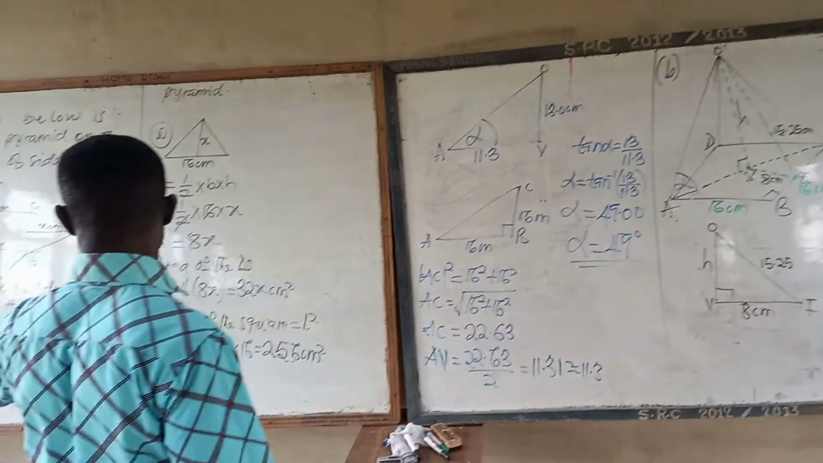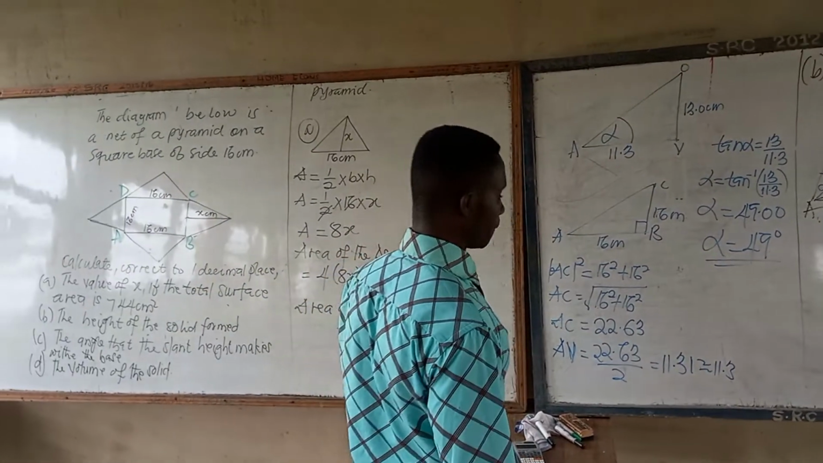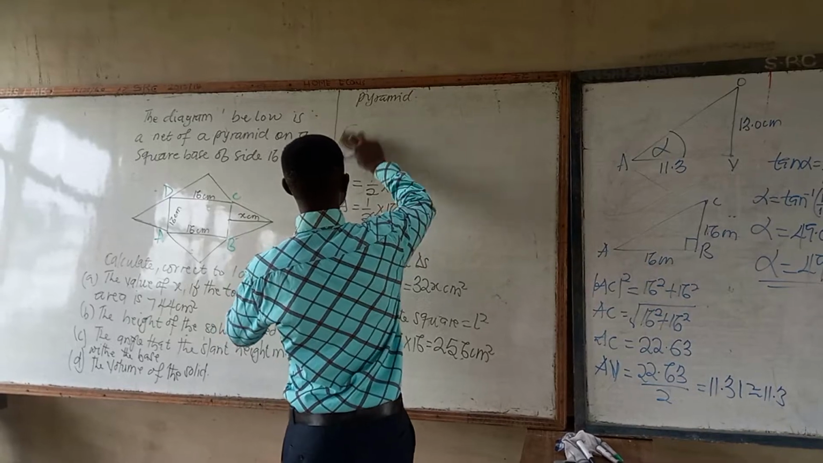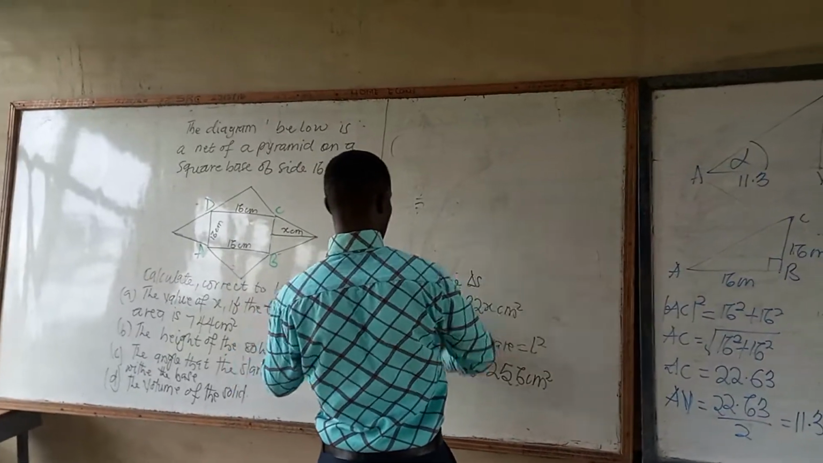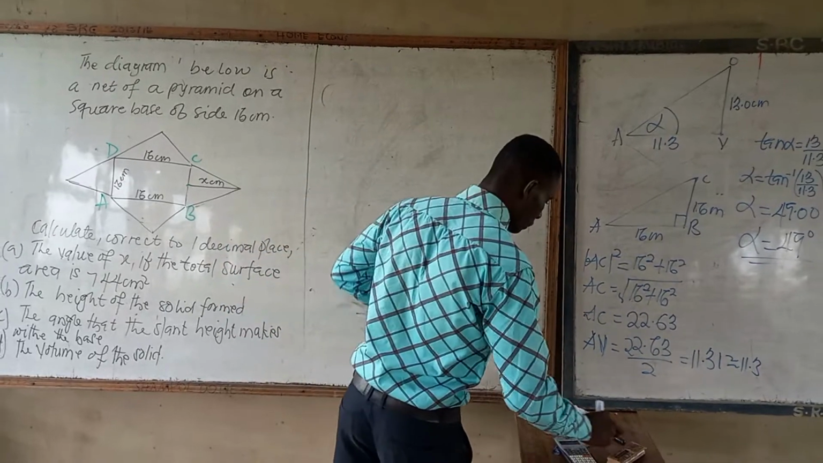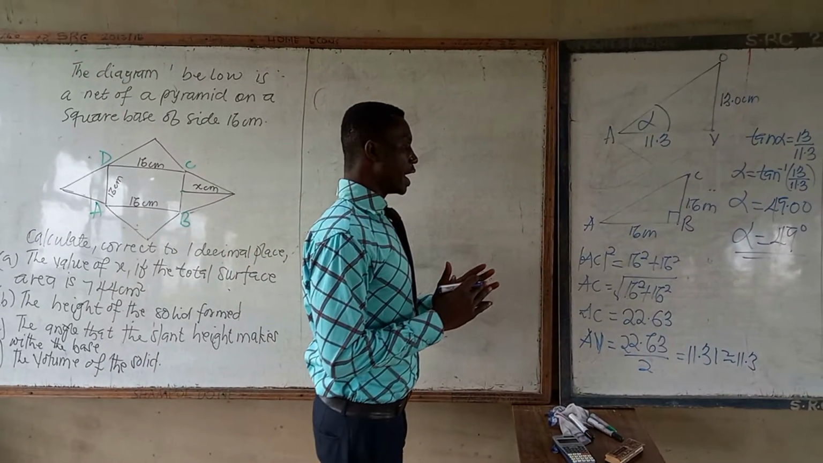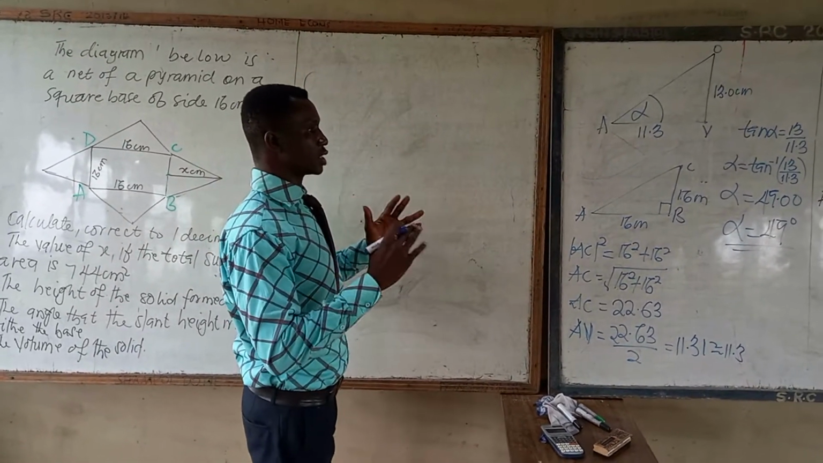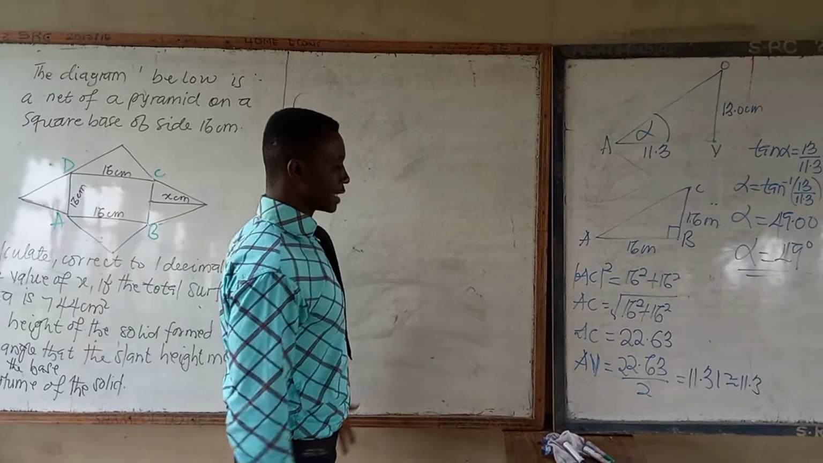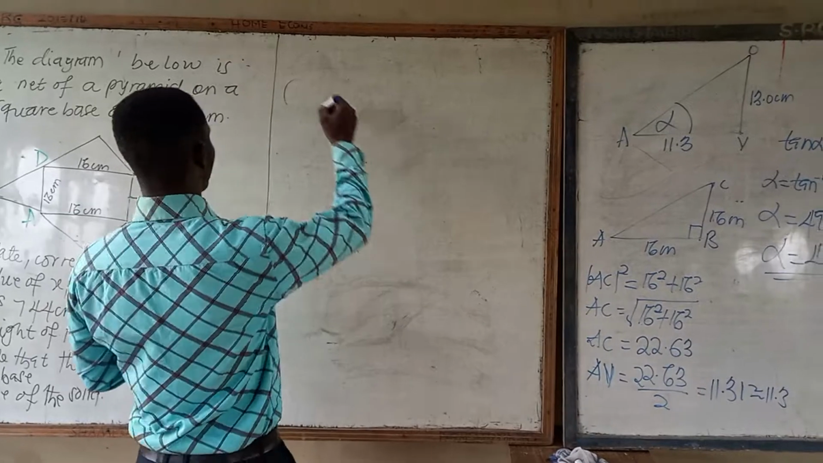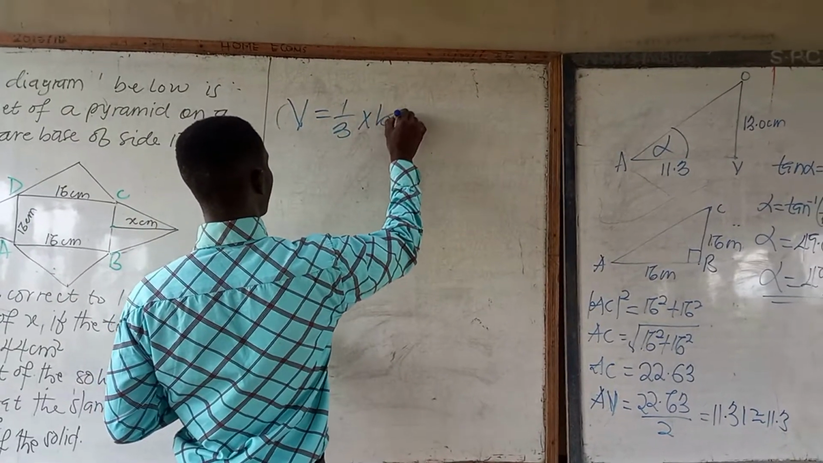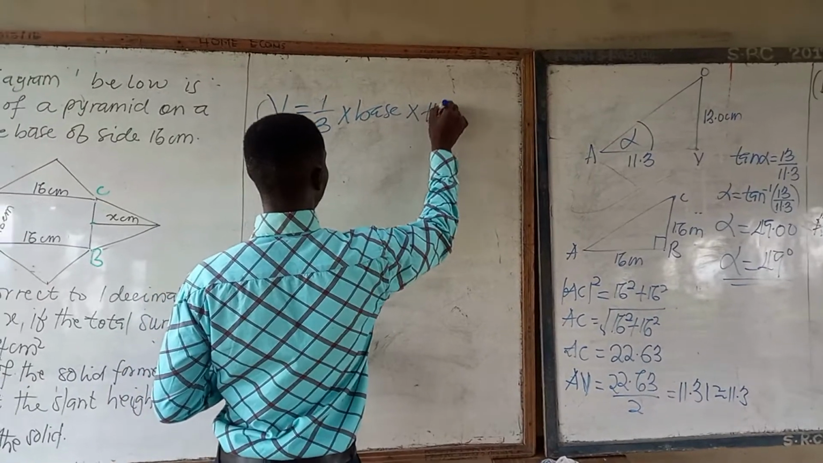Now, the last one is the volume of the solid. The volume of the solid is calculated. In fact, the volume of a three-dimensional object is calculated by multiplying the base area times height. So the volume of a pyramid is equal to 1/3 times base area times height.